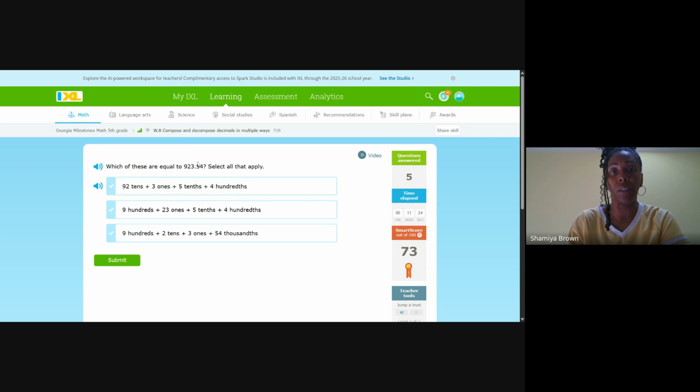Right, and then back to these type of questions. 923 and 54 hundredths. So 92 and 3 makes 923. 5 tenths and 400. So this would be it. 900ths. 23 1. So there's 923. 5 tenths, 4 hundredths. This would be it as well.